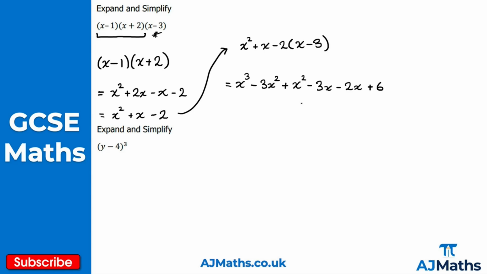Now, before we simplify this, let's just double check everything. So x squared times x, x cubed. X squared times minus 3, minus 3x squared, good. X times x, x squared. And then x times minus 3, minus 3x, yep. And then finally, minus 2 times x, minus 2x, minus 2 times minus 3, plus 6. Everything looks good. So all we need to do now is collect like terms.